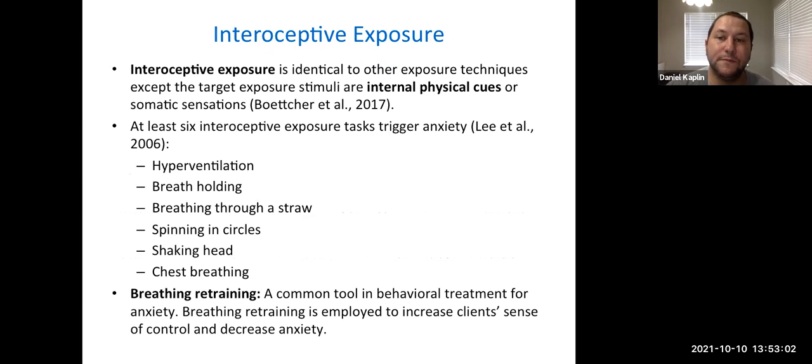Now, interoceptive exposure, which is identical to the other techniques, except the target stimuli are internal physiological cues. So now, instead of focusing on the spider, the trigger, we focus on the byproduct of anxiety. So we can induce anxiety through hyperventilation, holding one's breath, breathing through a straw, shaking one's head, etc. There are 6 different ways you could do it. I'm not going to read them all. But what we do is we use breathing retraining, which teaches people to regulate their breath. And as they learn greater control over their breath, when they're actually exposed to that feared object, they can manage it through modulating their breath.